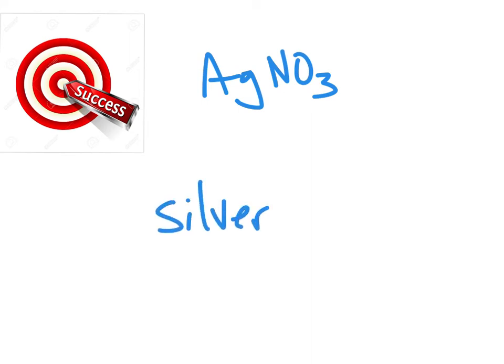The next example I have there for you is AgNO3. We know this is a type 1 compound because silver is one of those type 1 metals. So the name for this compound is just going to be silver, which is the name of the metal, and then the name of the polyatomic ion or nonmetal. In this case, it's nitrate. So AgNO3 is silver nitrate.